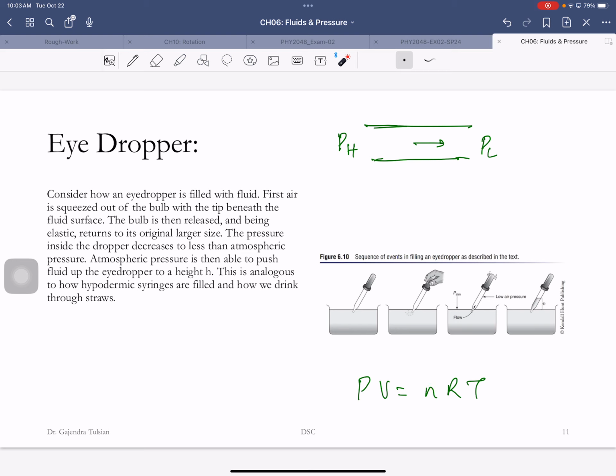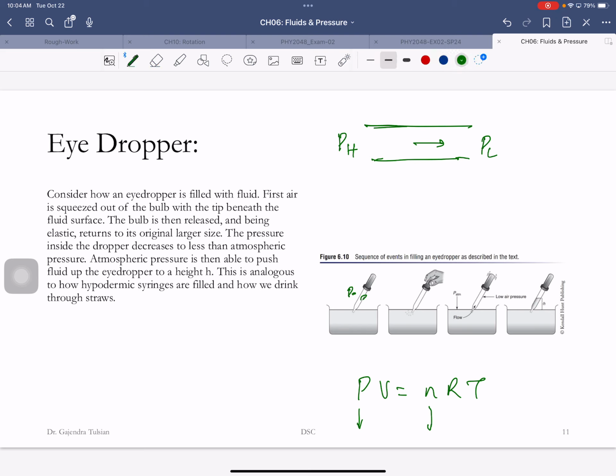Now you release the bulb back again. What did you do? Now the volume has gone back to the same thing. This number was smaller, so the pressure decreased. So by removing some gas, you decrease the pressure. Initially, the pressure in this thing was 1 atmosphere. Now the pressure is lower than 1 atmosphere.